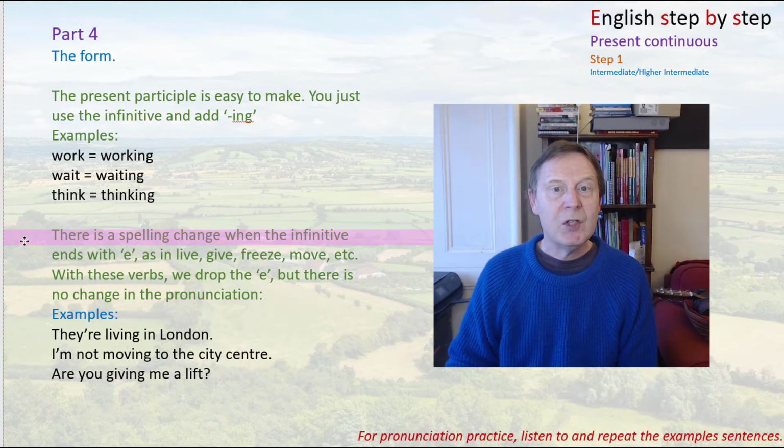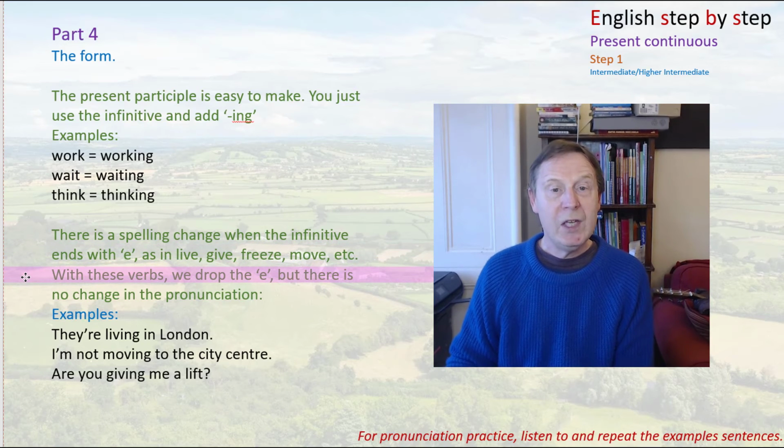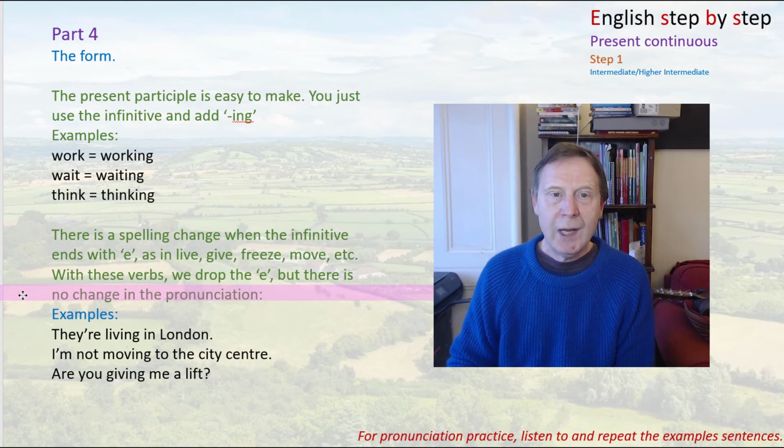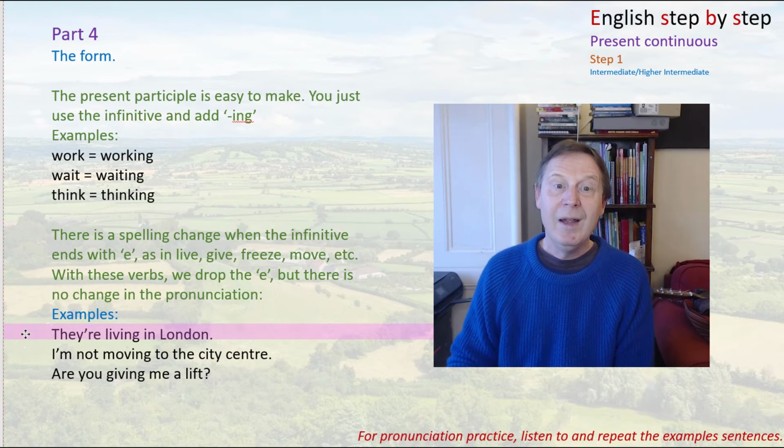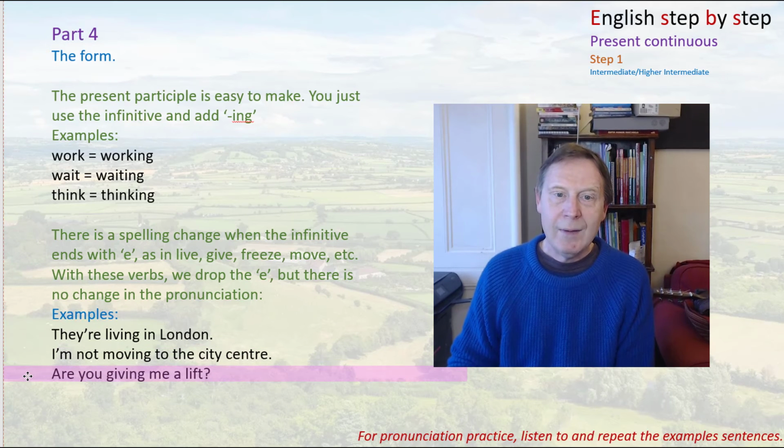There's a spelling change when the infinitive ends with E. Well, if the main form of the verb ends in E, like live ends in E, and this changes to living with no E. Give ends in E, and this changes to giving with no E. Freeze and freezing, move and moving, etc. With these verbs we drop the E, but there is no change in the pronunciation. For example, they're living in London. I'm not moving to the city centre. Are you giving me a lift? So for all of these, we drop the E, and there is no change in the pronunciation.